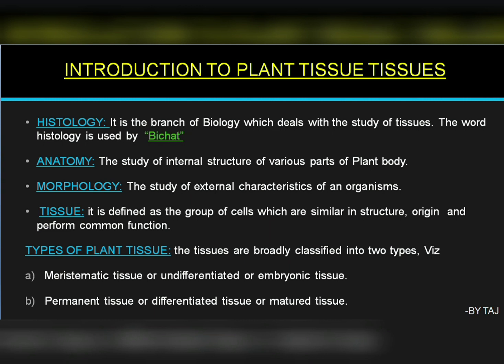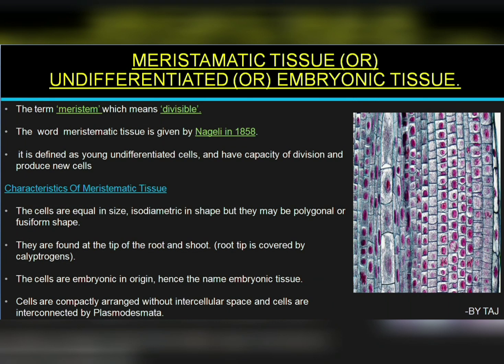So, coming to the next very important one, that is meristematic tissue, or undifferentiated tissue, or embryonic tissue. The term meristems means divisible. The cells which have a capacity of dividing themselves, these kinds of characteristics we can see in the meristematic tissue. Hence the name they have given, meristems, that is divisible.